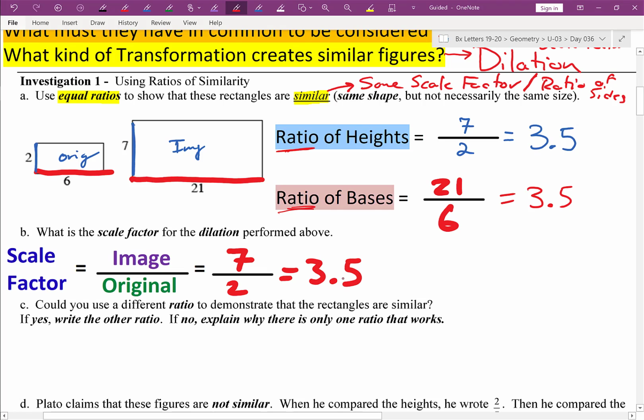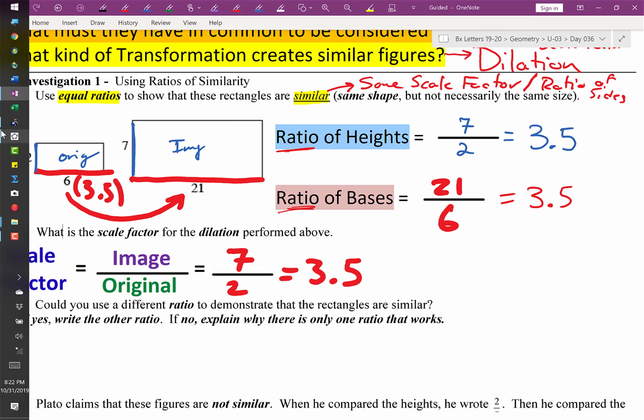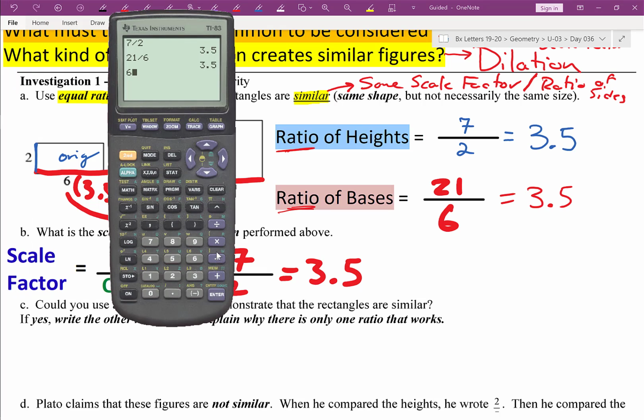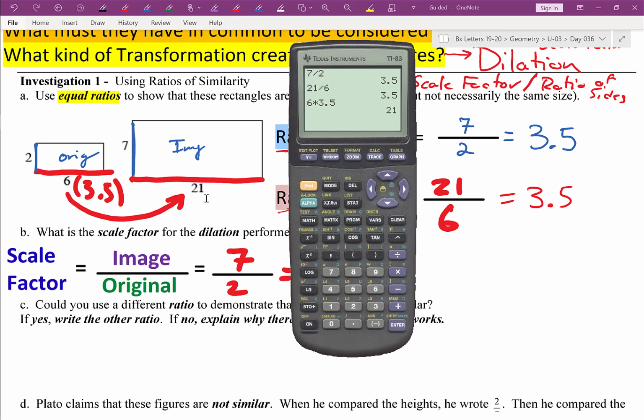Okay, that is how I'm going from my original, right? 3.5 times 6 will give me 21, and I'll show you that. 6 times 3.5 is that corresponding 21, and 2 times 3.5 is that corresponding 7.